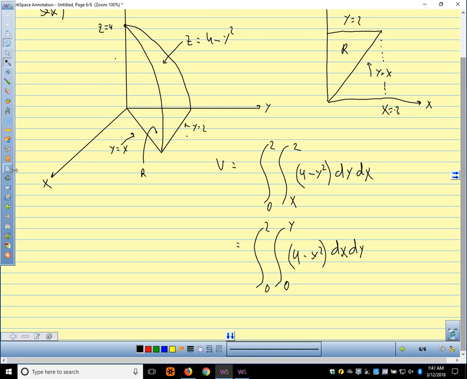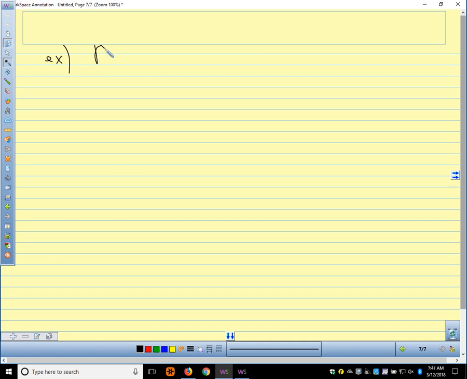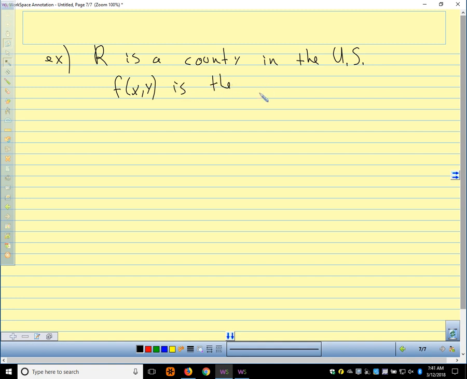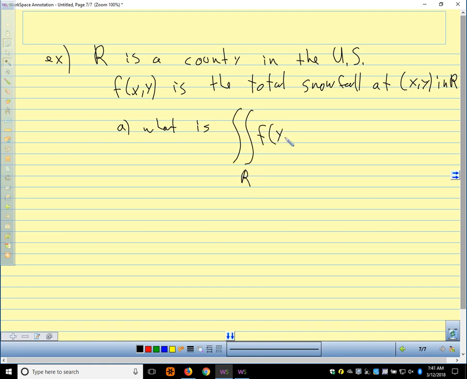All right, I have a question for you. So R is a county in the U.S. f of xy is the total snowfall at some point in R. First question, what does this represent? What would that be? The amount of snow in the region. And by total amount, we mean the volume. This would be the volume of snow, total snowfall, maybe.